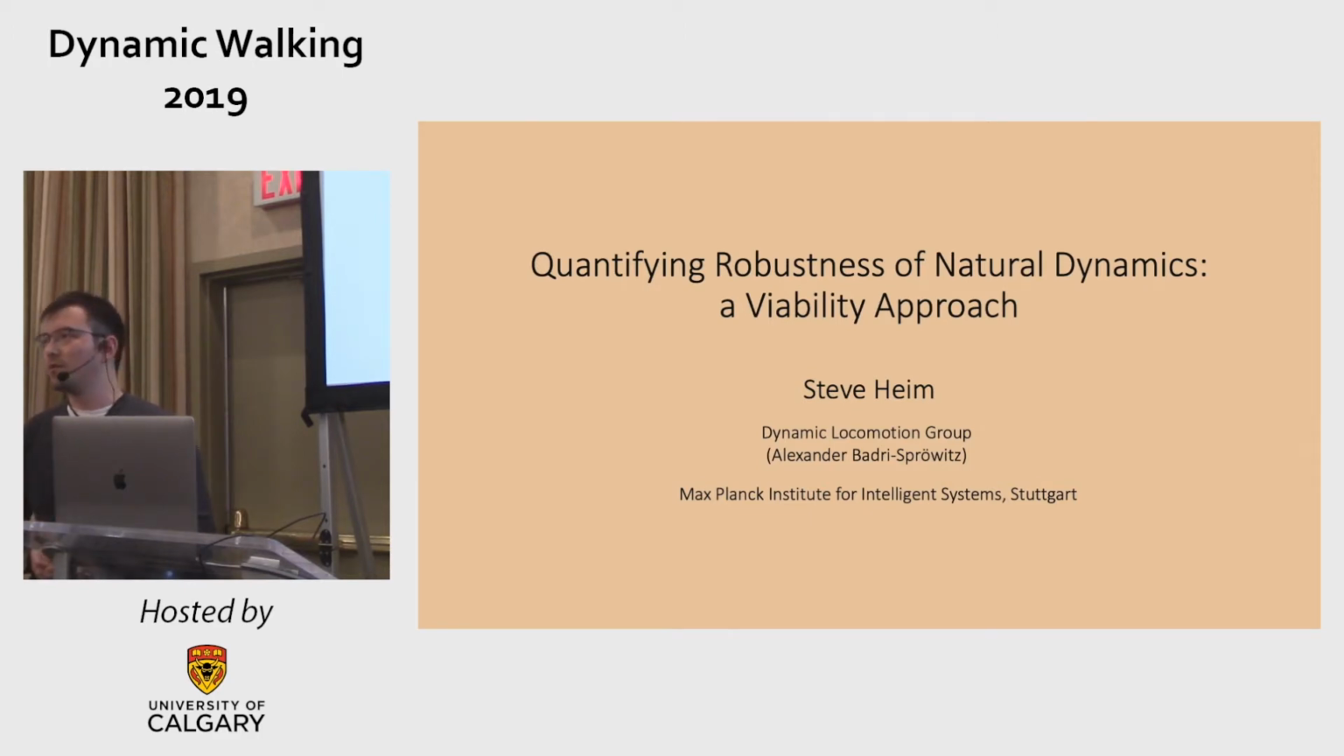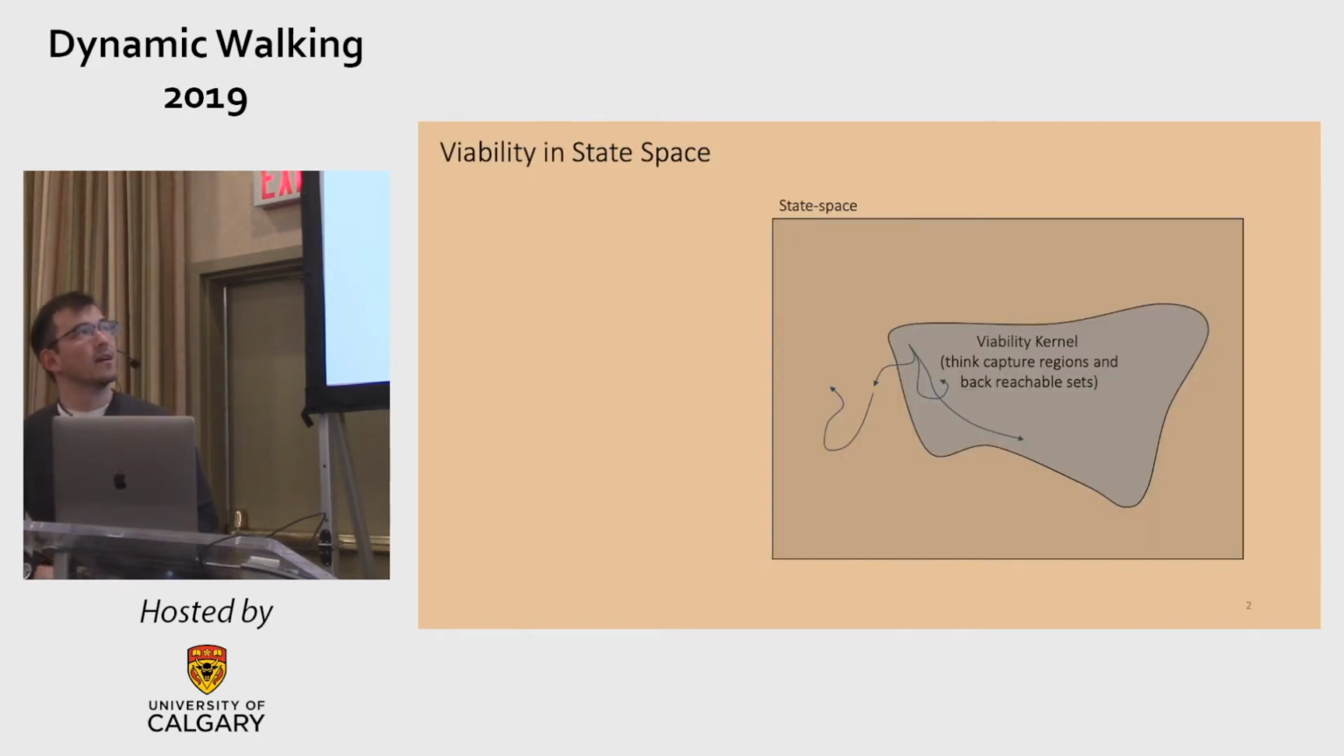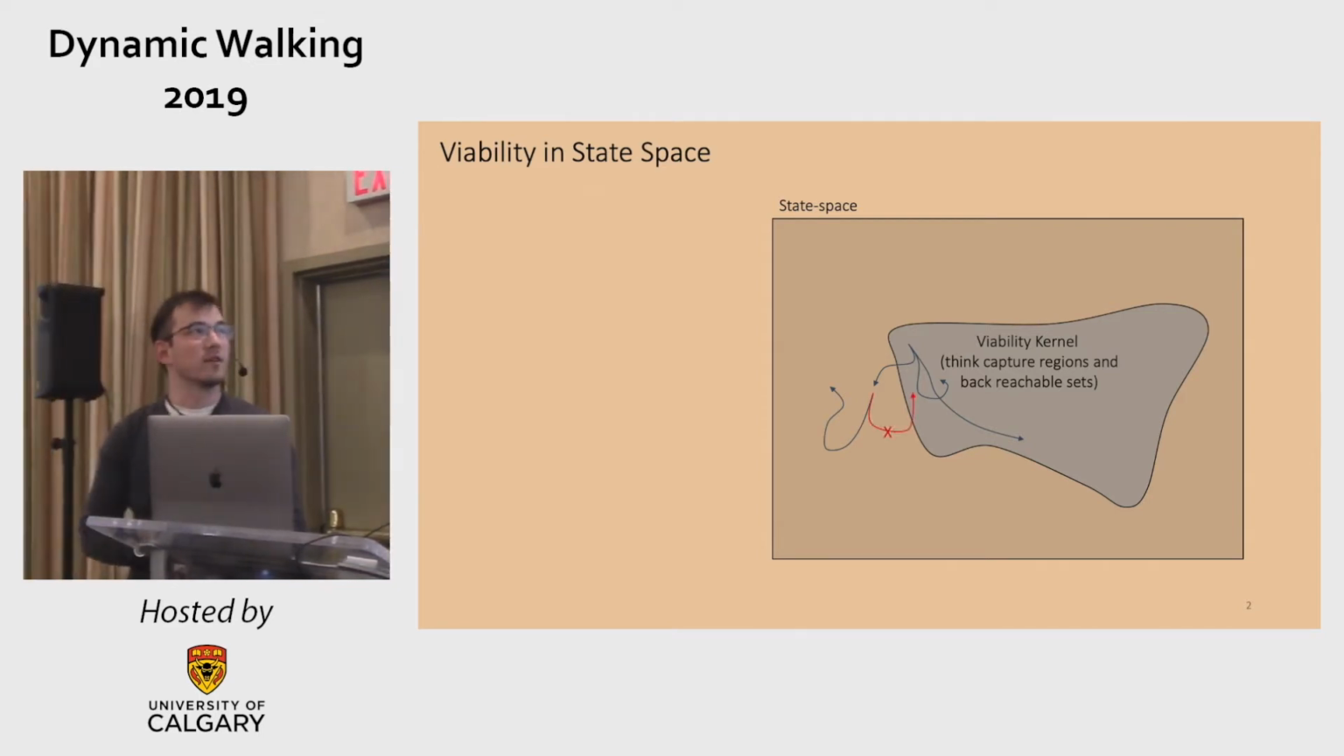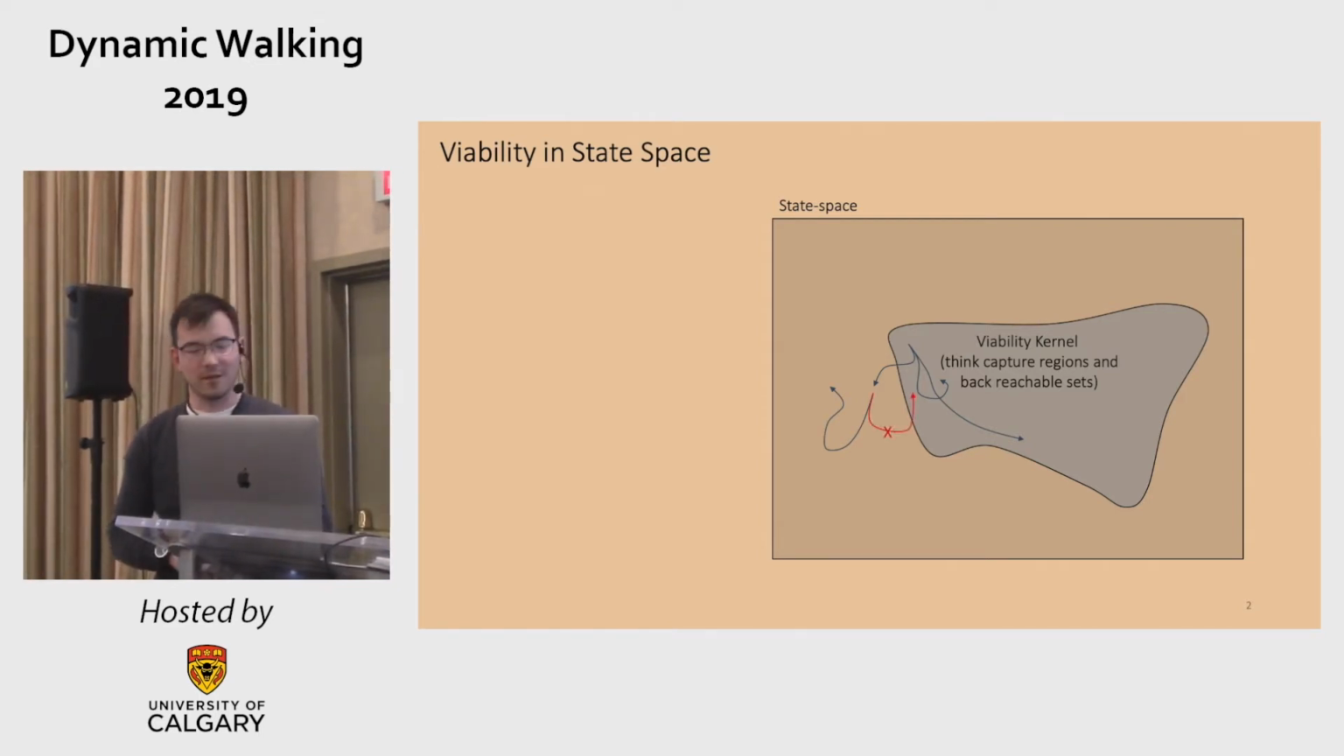So robustness is something that's really key. And a good tool to quantify this is something called viability theory. So let's start with that. The viability kernel in state space is simply the set of all states for which there exists at least one control input that will keep you inside the set. The other way to think about this is that once you've left the set, you can never get back in, no matter what control input you apply. So this red trajectory cannot exist, by definition.